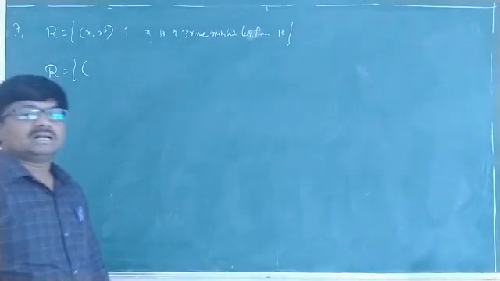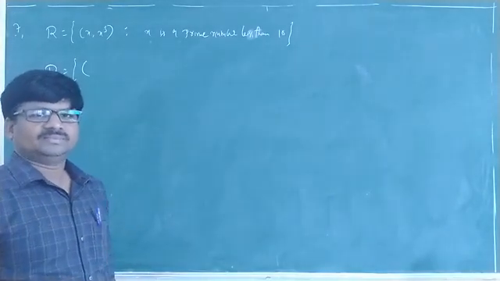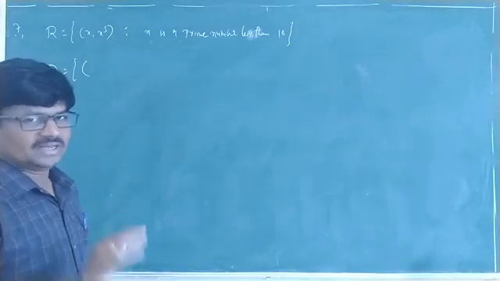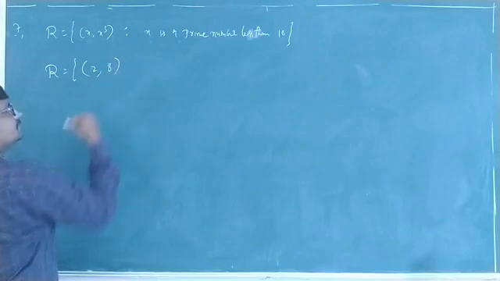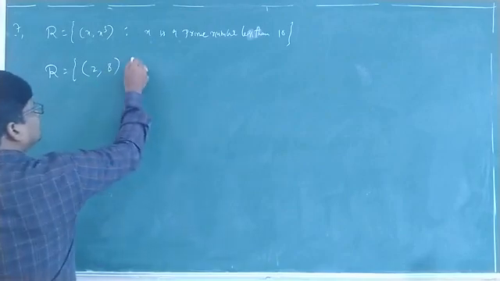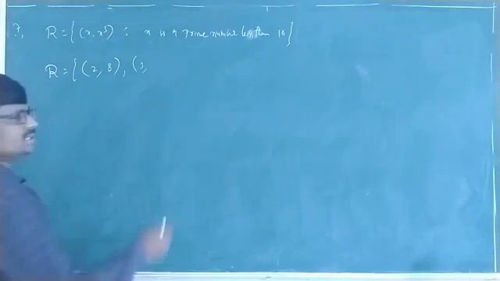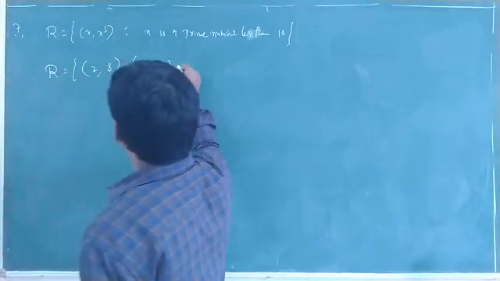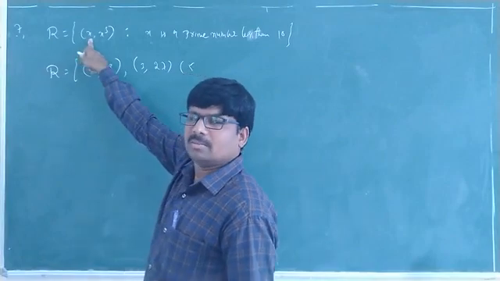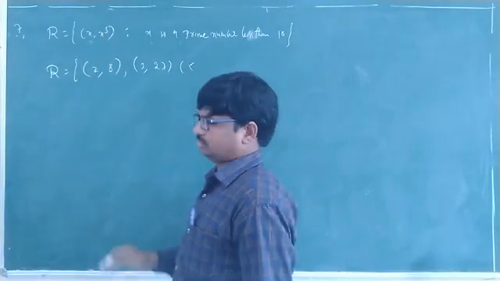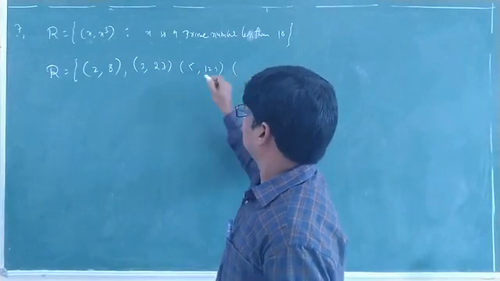What are the prime numbers less than 10? 2, 3, 5, 7. First take 2 cube, that means 8. Next take 3 cube, that means 27. Next take 5, which is also a prime number, 5 cube is 125. Next 7.